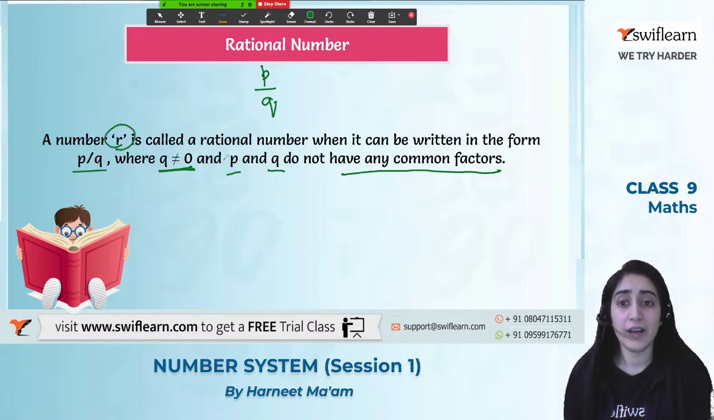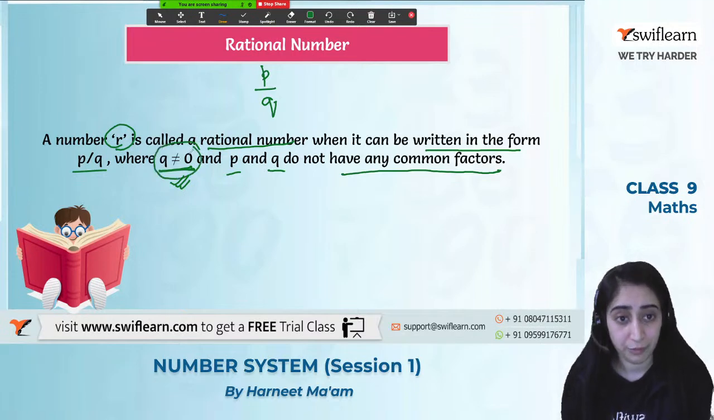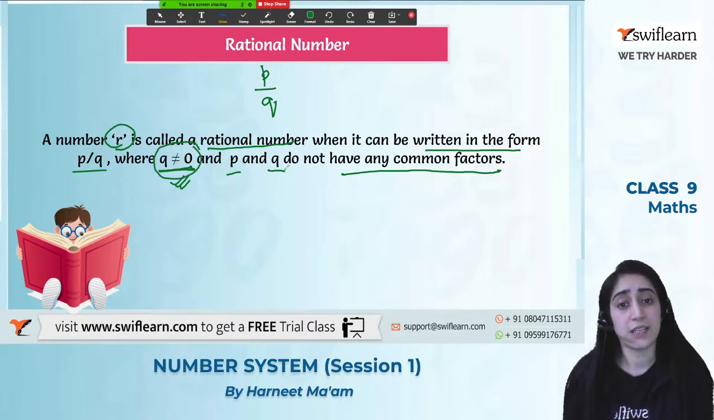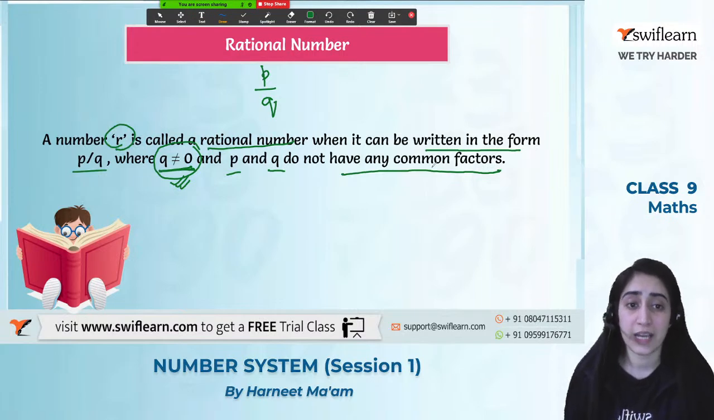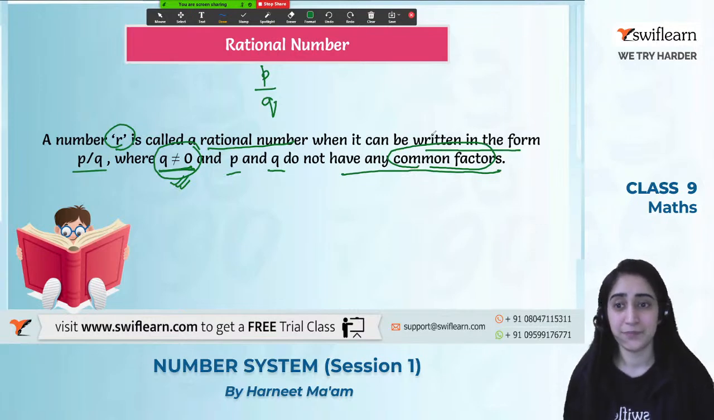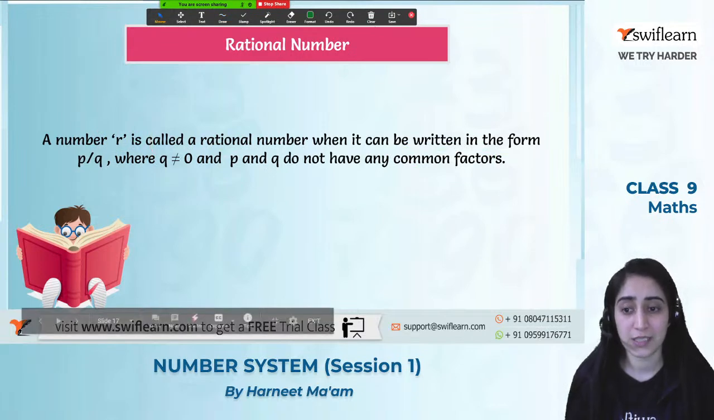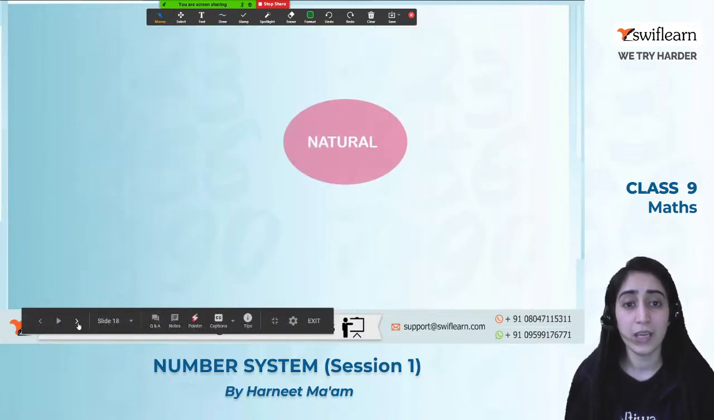So the number r is a rational number when it is written in the form of P by Q, where Q is not equal to 0. This is the important point that you should remember. And the second is that Q and P should not have any common factor. So they should be in the lowest form of the fraction. Clear? So now, is it clear what rational numbers are? They are like fractions that come in the form of P by Q.